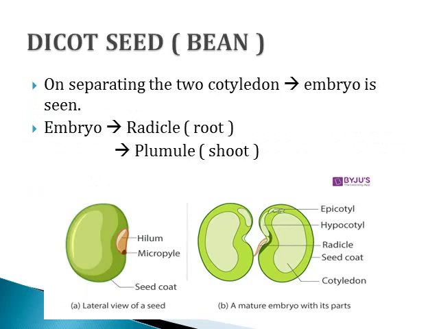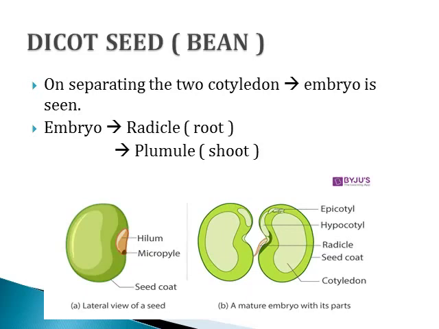Can you see the picture here? I have clearly marked the hilum, micropyle and seed coat. Here, the two cotyledons are separated. Bean is an example of a dicot seed. When you separate the two cotyledons, the embryo is seen there. This embryo contains two parts, the radicle and the plumule. The radicle on further development changes into the root. The plumule on further development becomes the shoot. So the radicle develops into the root and the plumule develops into the shoot.